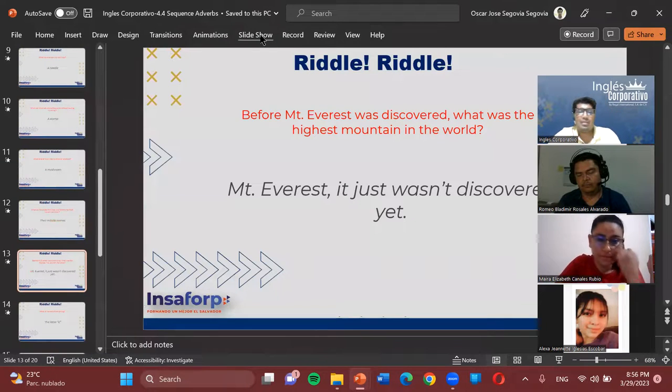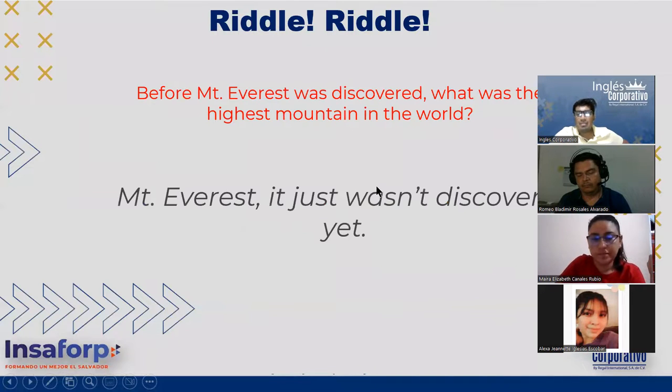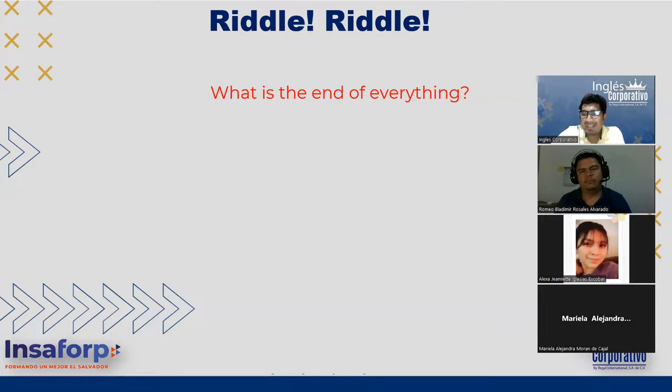Here we have it. All right. So, it was still Mount Everest. Very nice. Now, here we have another one. What is the end of everything? ¿Cuál es el final de todo? Tell me, what is the end of everything? The letter G. Very good. The end of everything is the letter G.